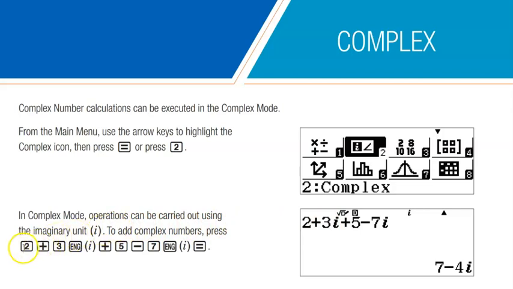So to add them, you put 2 and then plus 3. For the i, you need to press the ENG button. The ENG button is just above the 8 on your calculator, and you can see there's a purple i on top of it. So press it, and that will give you 2 plus 3i plus 5 and then minus 7, and then again the ENG button for i, then equals. When you press equals, you will get 7 minus 4i. This is how you do addition.